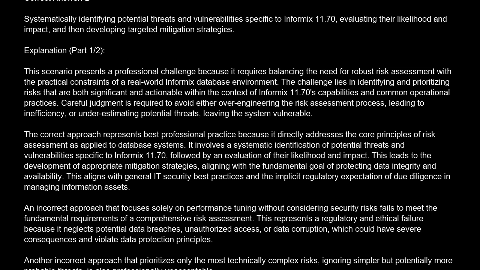managing information assets. An incorrect approach that focuses solely on performance tuning without considering security risks fails to meet the fundamental requirements of a comprehensive risk assessment. This represents a regulatory and ethical failure because it neglects potential data breaches, unauthorized access, or data corruption, which could have severe consequences and violate data protection principles.